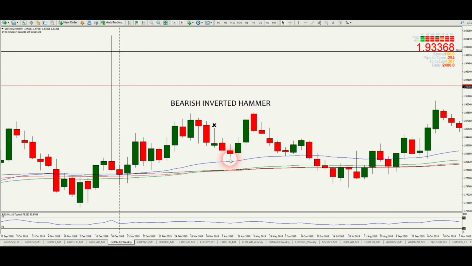Something always has to give at this point, and in this case the bulls have won, and they've driven the price higher for the next 2 weeks. So that's your bearish inverted hammer. I'm next going to show you a strongly bearish inverted hammer.